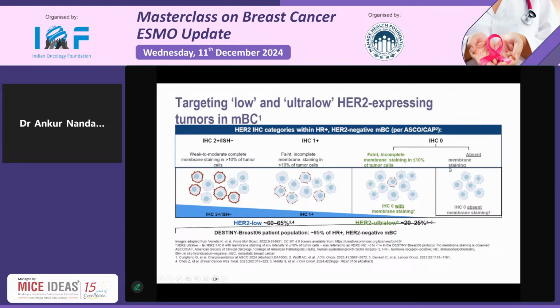So starting from the right side, IHC 0 with completely absent membrane staining is HER2 0, while IHC 0 with faint incomplete membrane staining in less than 10% of the tumor cells is HER2 ultra low. IHC 1 plus, which is faint incomplete membrane staining in greater than 10% of the tumor cells, or IHC 2 plus which is FISH negative, is considered as HER2 low.